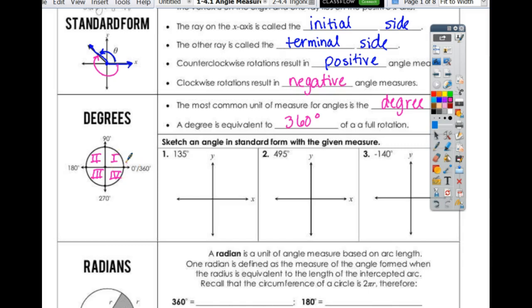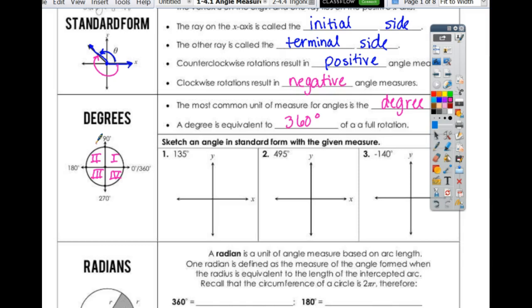All right? Now, if I started here and I went the other way, then this would be negative 90, negative 180, negative 270, and negative 360. It would just go the opposite way. Does that make sense? We're all good?